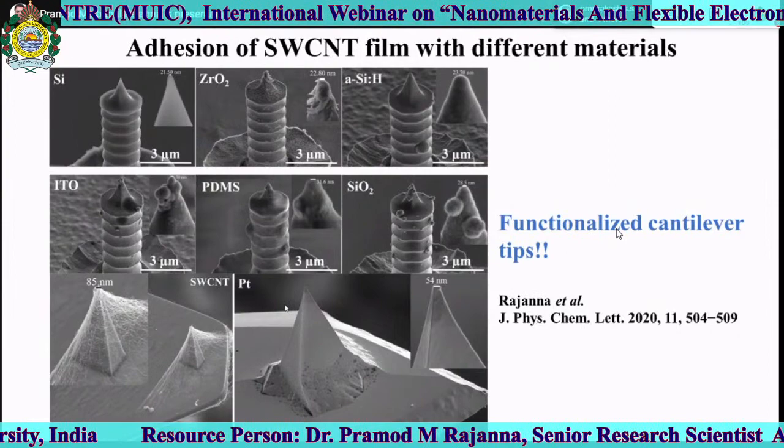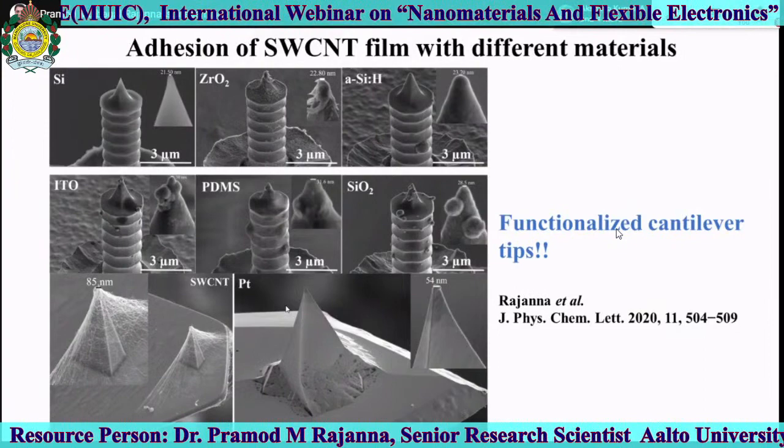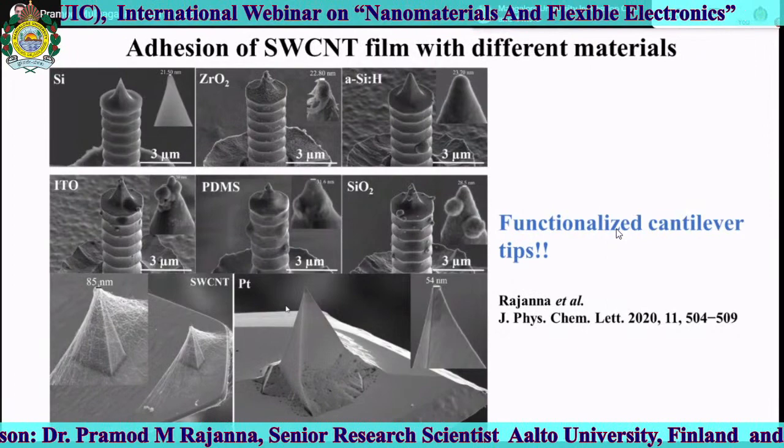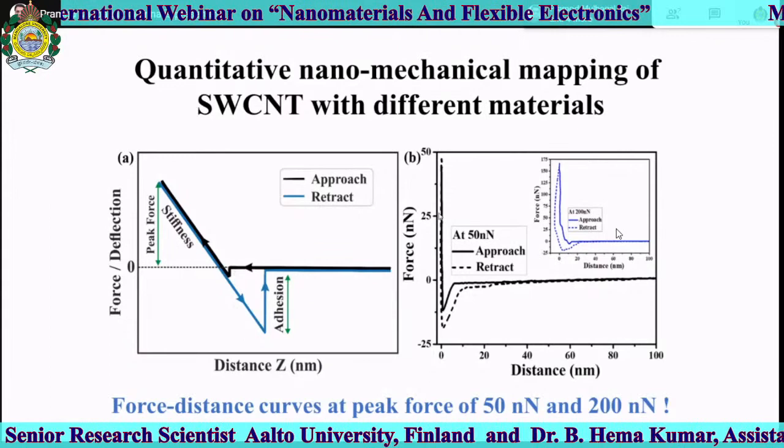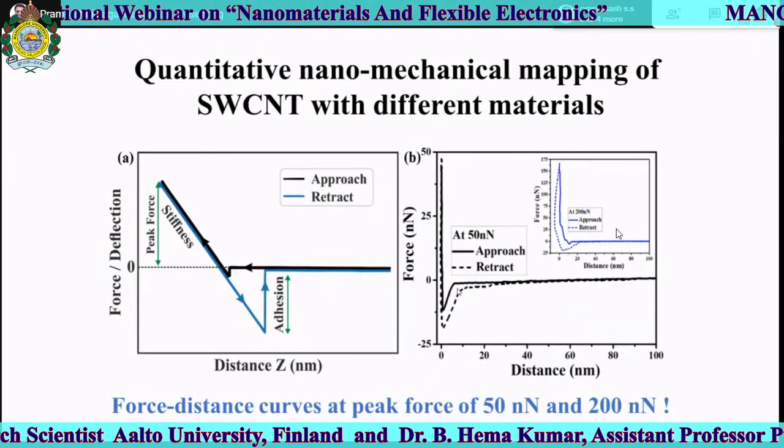So what we did was we brought these cantilevers in the AFM very close to the substrate which was transferred with the carbon nanotubes, and then different peak forces were applied, which was moved from almost 5 nanonewtons to 200 nanonewtons, and then we had these force distance curves, and at the break point this is the area where we would calculate the adhesion force.